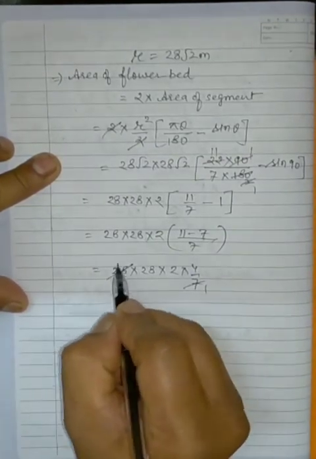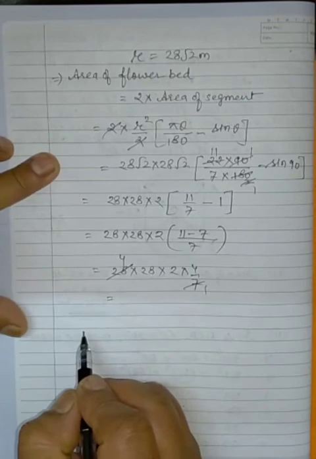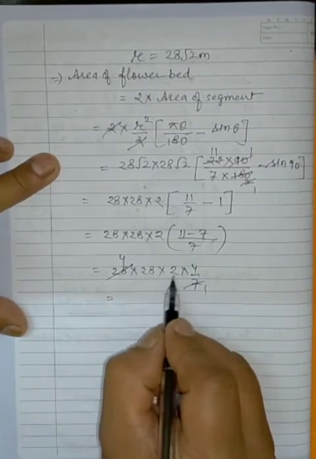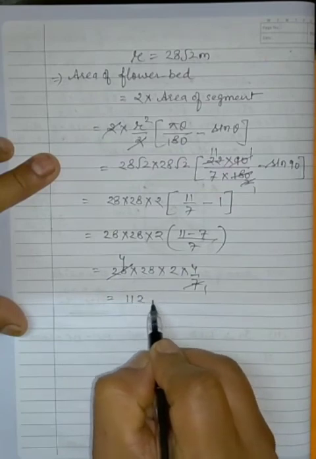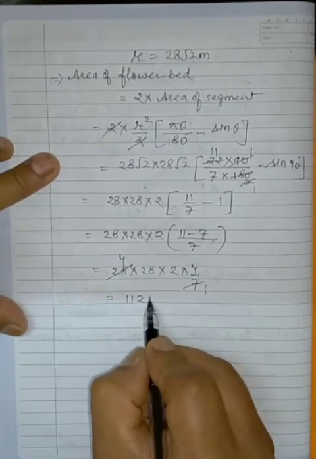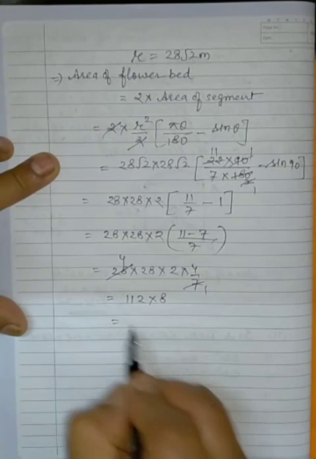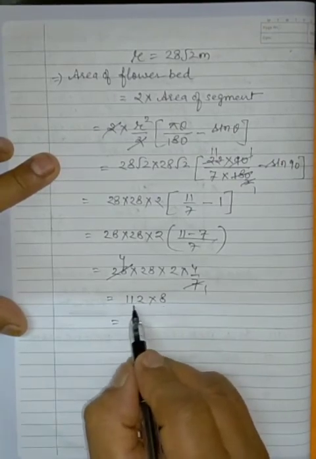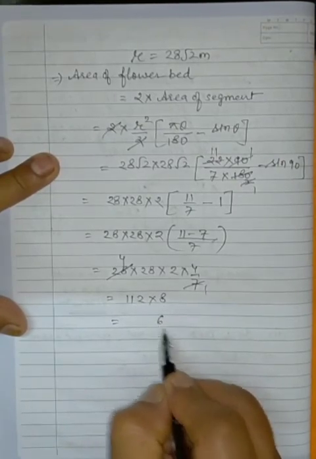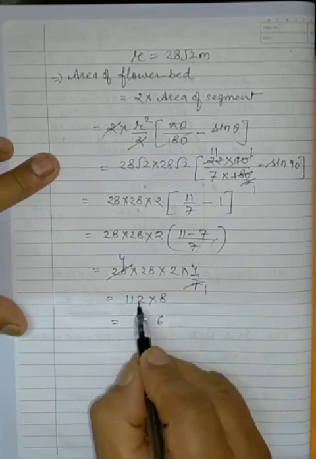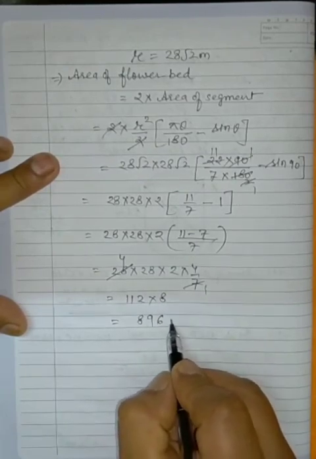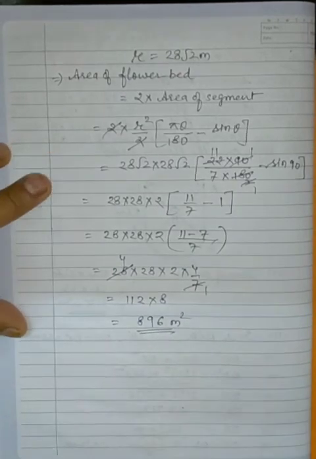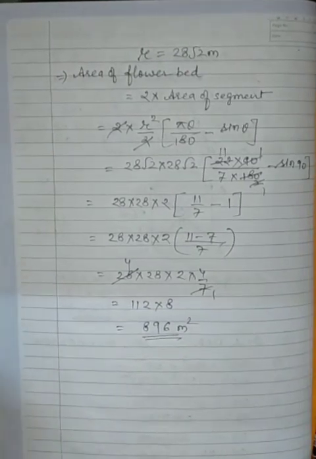So 7 cancels with 28, 7 fours are 28, and we can multiply it. 28 into 4 is 112, into 8. Therefore, if we multiply 112 by 8, we get 896. That is, 896 meter square is the area of the 2 flower beds.